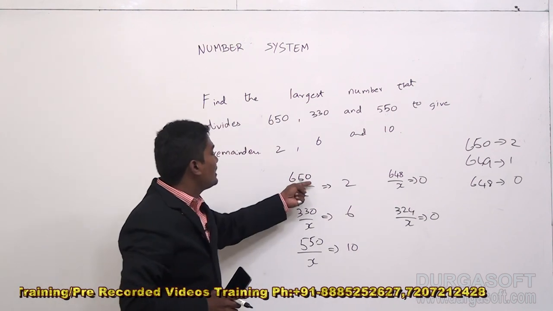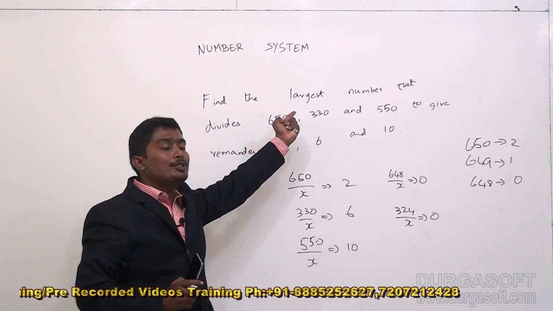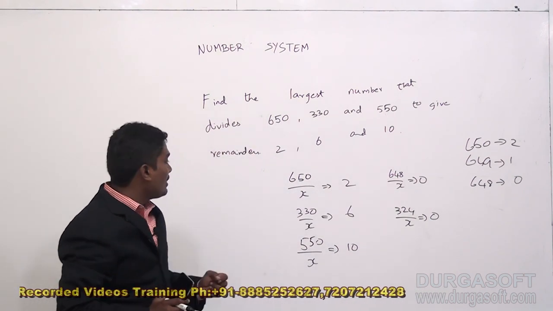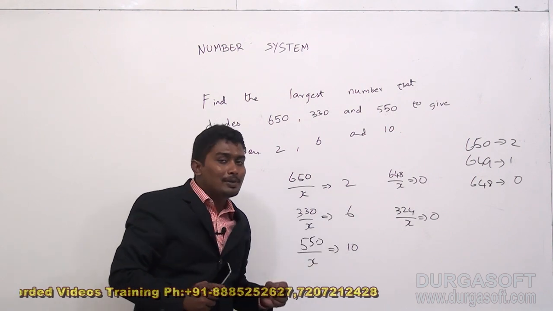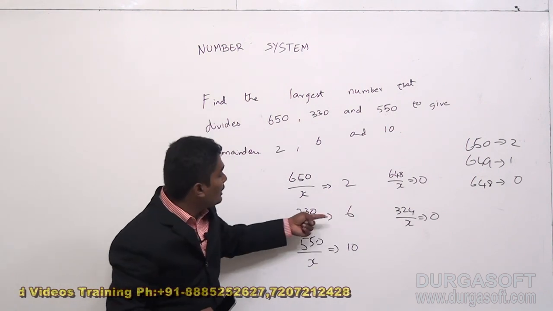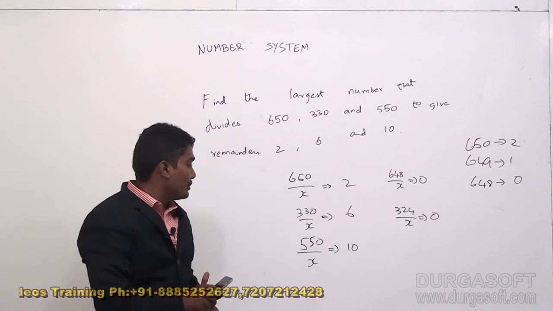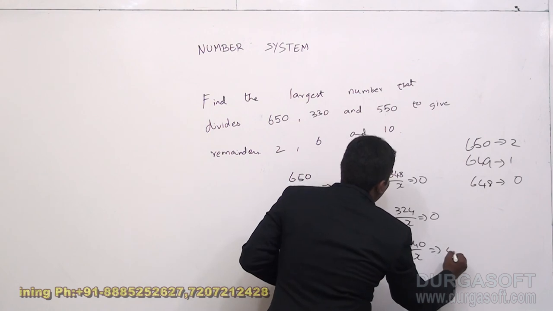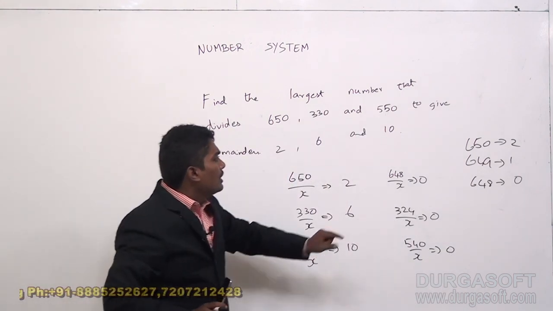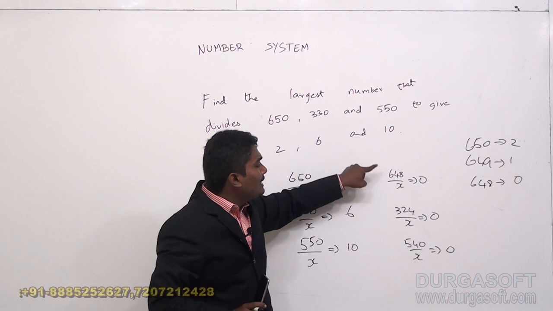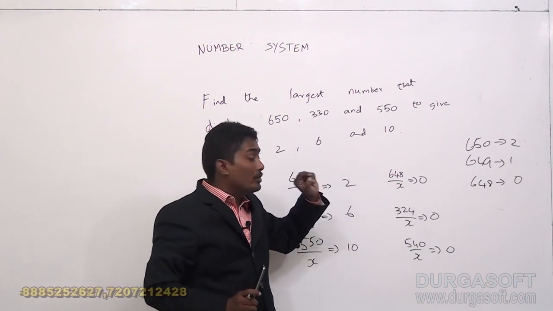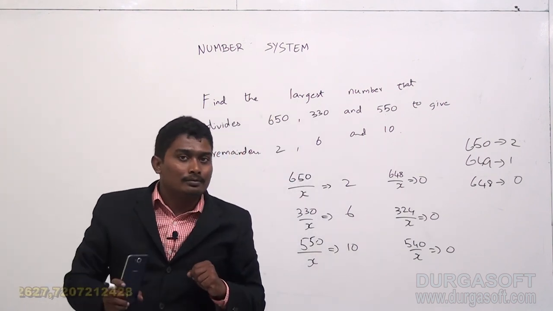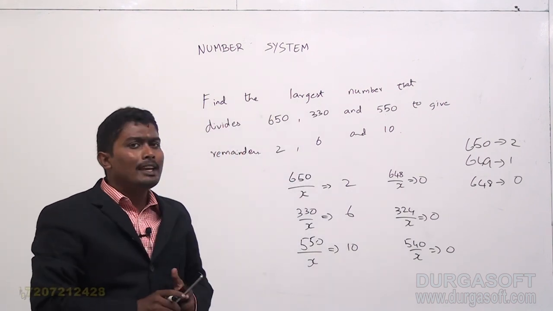You see, 650 gives remainder 2 means 650 minus 2, 648, should not give any remainder. Same way, 330 gives remainder 6, so 330 minus 6, 324, should give remainder 0. Same way, 540 by x, again remainder should be 0. Now find the largest value of x such that it divides all three numbers. So x is a common factor for all these numbers and is the largest such common factor, which is nothing but the HCF.